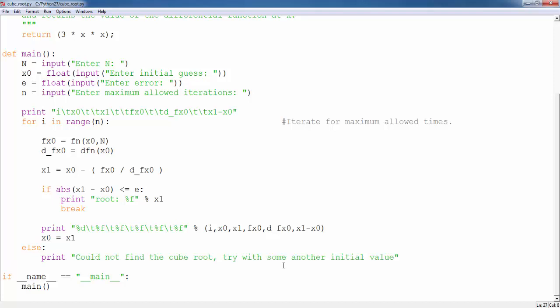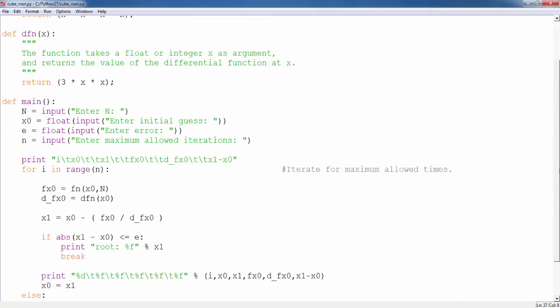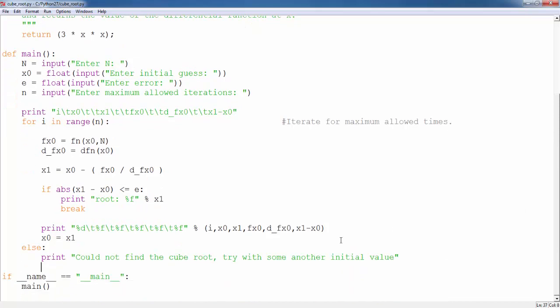So it is a very efficient algorithm to solve our problem, but the only problem is that if the initial guess is not correct, it may diverge, it may not find any value. So we should take care that we give an appropriate initial guess, so that it can converge and find the root value for us.